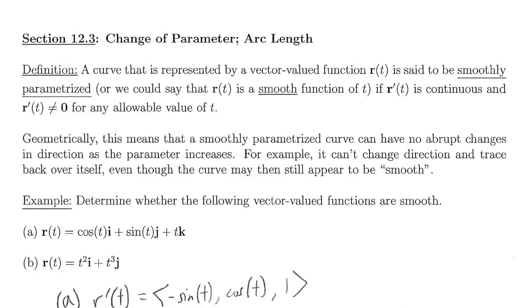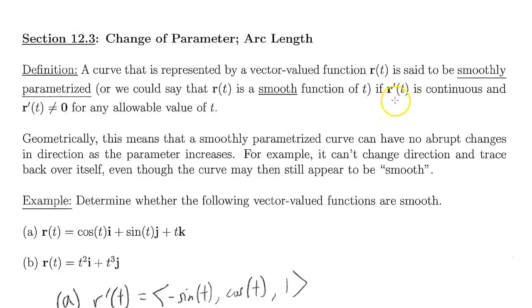In this video, we're going to talk about change of parameter and arc length. Okay, so let's start with a definition. A curve that is represented by a vector-valued function r of t is said to be smoothly parametrized, or we could say r of t is a smooth function of t, if, first of all, r is differentiable. So the r prime of t exists for each t.